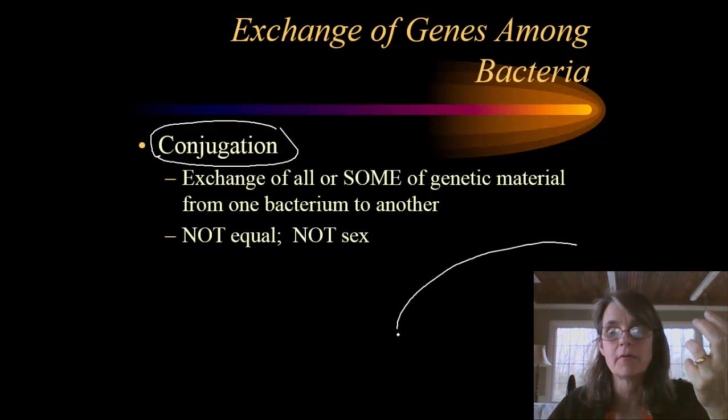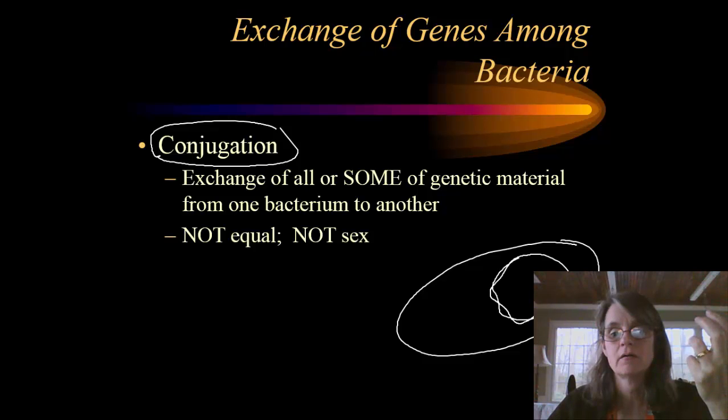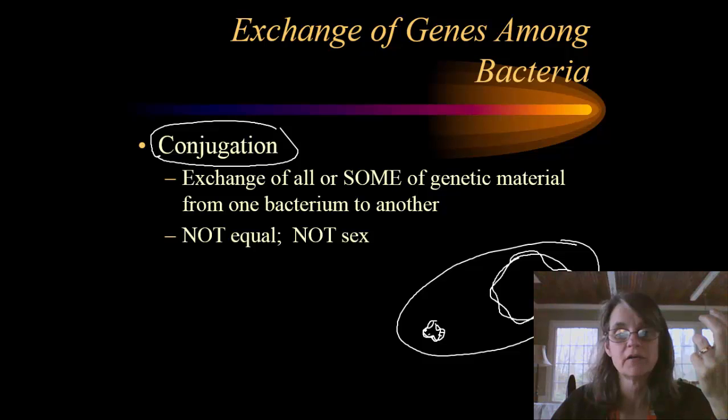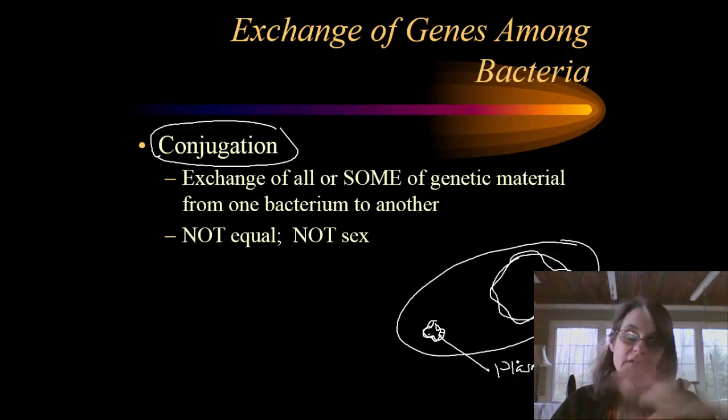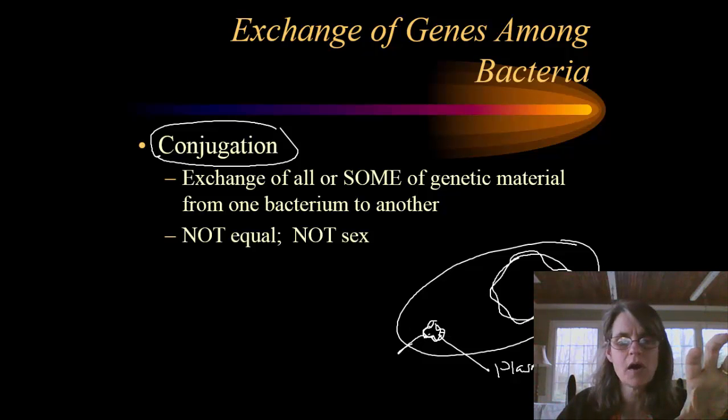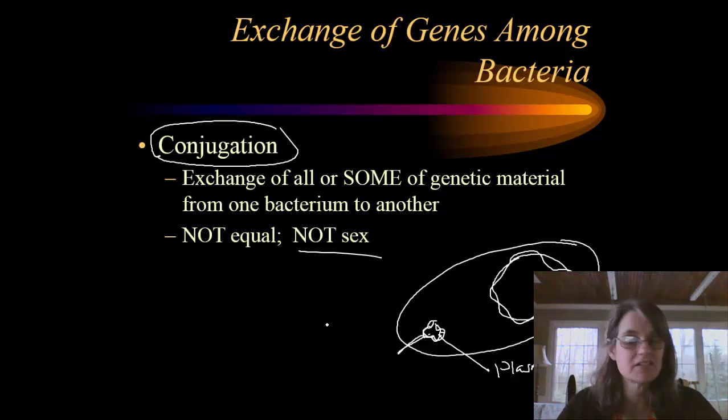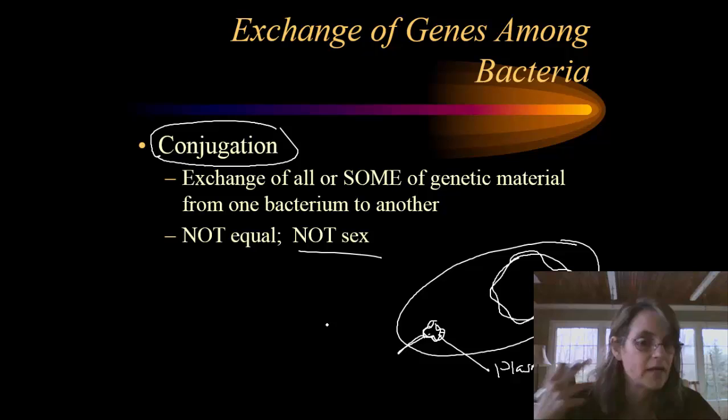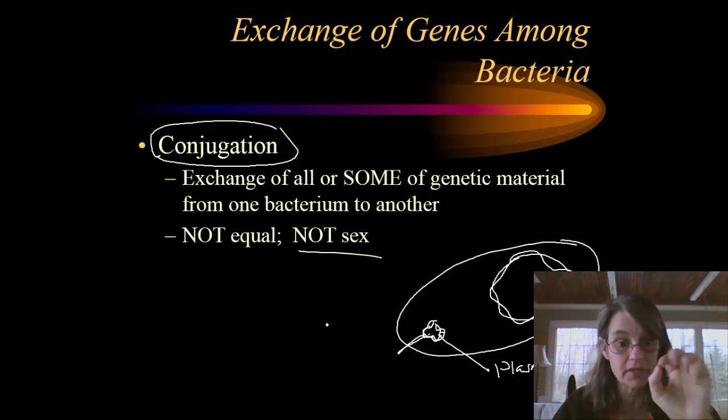I don't know if you remember what I mentioned earlier. If this is my bacteria and this is the main chromosome, many bacteria carry little small bonus bits of genetic material, of DNA, that are called plasmids, okay? Well, when bacteria undergo conjugation, they can swap these plasmids back and forth. It's not always equal. It's not a 50-50 kind of exchange, so it is not sex. It is just a random kind of exchange of a plasmid here or there. But it does help them get some variety.